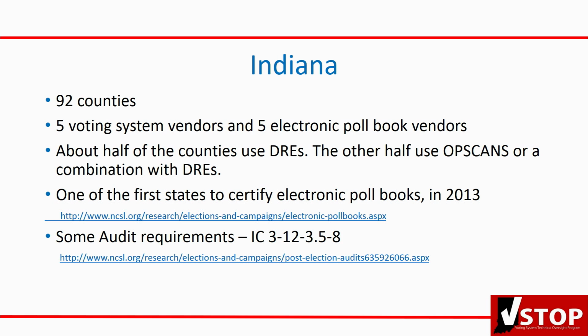So Indiana has 92 counties, and there are 5 voting system vendors and 5 electronic poll book vendors, but a total of 9 vendors because we have 1 overlap. There is 1 vendor who does both electronic poll books and voting systems. Now, out of the 92 counties, roughly half use DREs. So we are a predominantly DRE state in that sense, about 50%. And the other half use OPSCANs and/or some combinations of DREs.